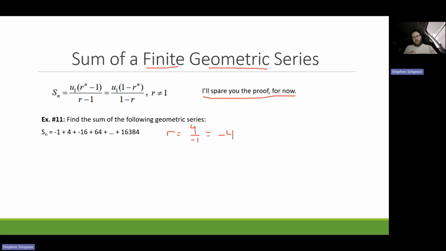So I need to know, okay, what would my n value be that would give me 16,384? And that's a great question. So to do that, let's recall what our individual term formula is. It's the first term, -1, times r, -4, to the n minus 1. And because I'm plugging in numbers, what I really should have done here is plug in the number 16,384.